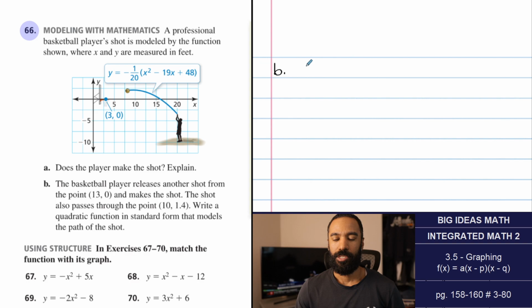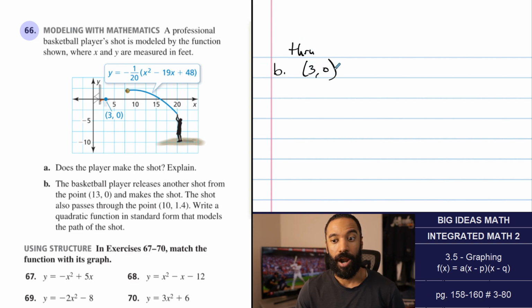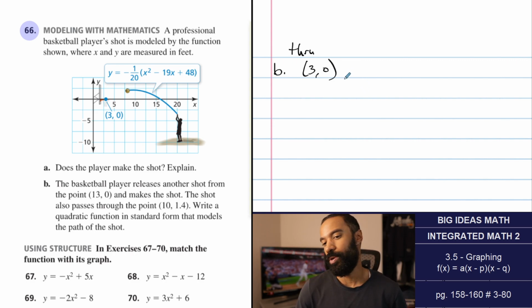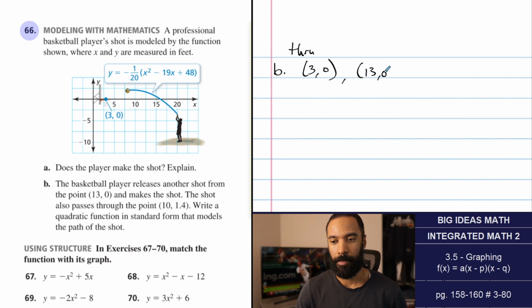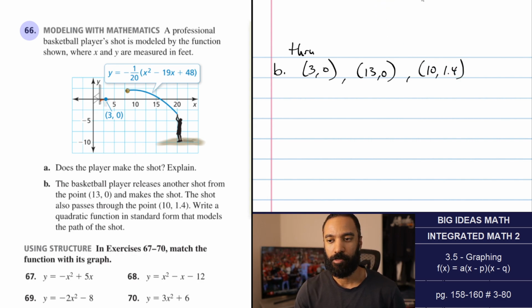So we need to make the shot. That means we hit 3. We're going to go through 3. Our arc is now different. We're going through 3, 0. We're going through 13, 0. We're going through 10, 1.4. So same stuff as before.